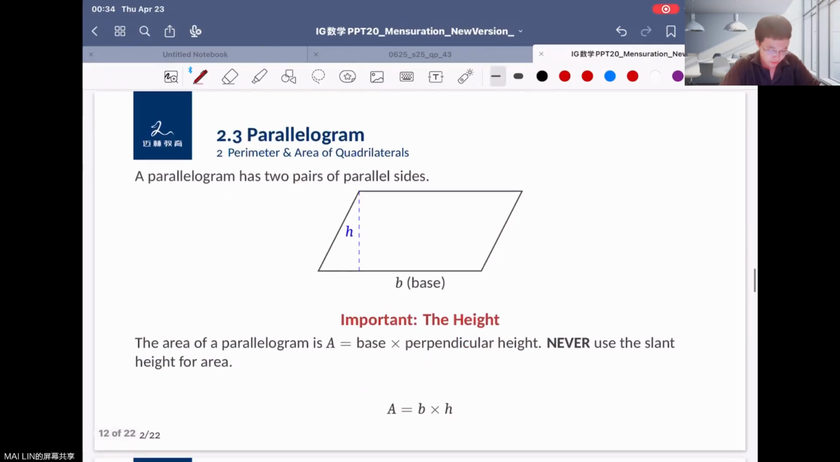And for a parallelogram, we have the base b and the height h. We use the base times the perpendicular height, so area equals base times height. For example, if b equals 4 and h equals 3, the area is 4 times 3 equals 12.